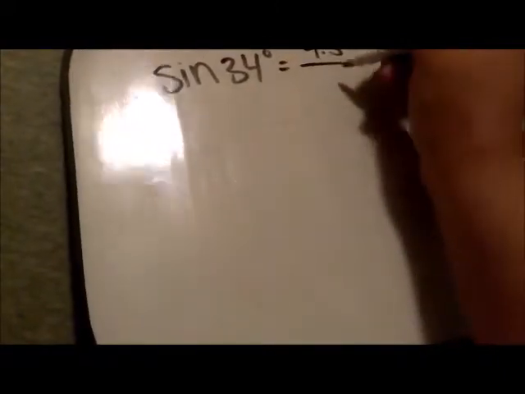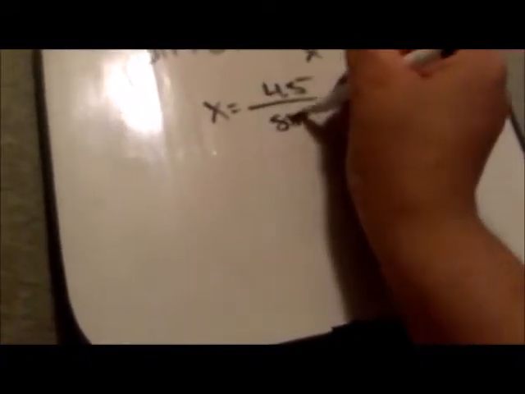Number 17, I have to find the hypotenuse using sine. So that would be opposite over hypotenuse. My opposite is 4.5 inches. So I'm going to work that out. Sine 34 degrees is equal to 4.5 over x. And you switch that out, so you get x equals 4.5 over sine of 34 degrees.